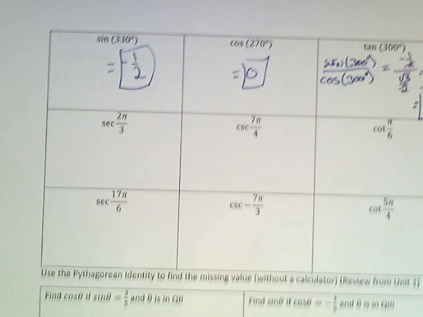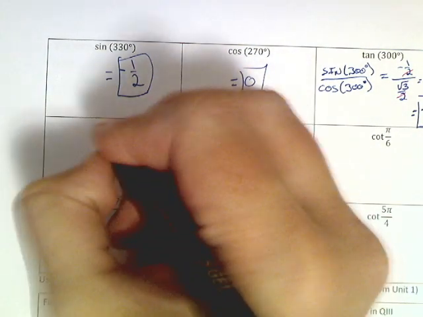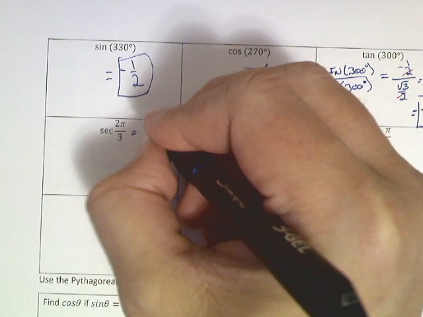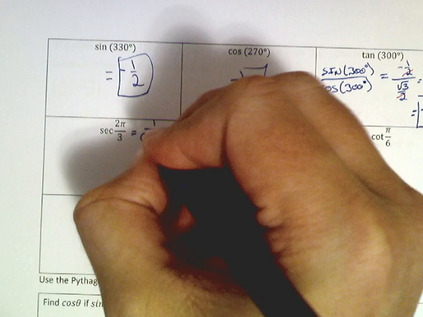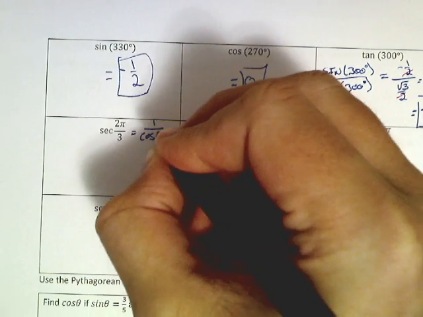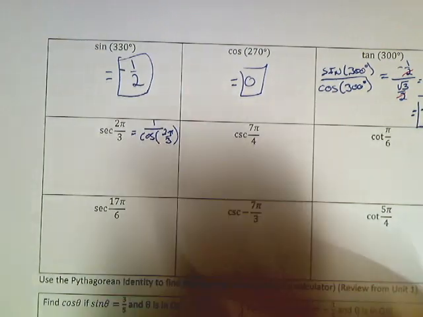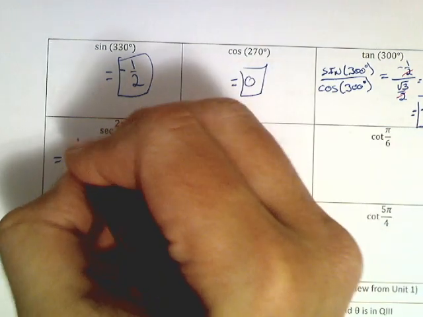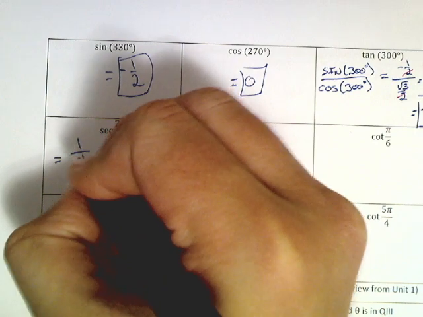Next up is these other trig functions. So we got secant of 2 pi over 3. So secant of 2 pi over 3 is going to equal 1 over cosine of 2 pi over 3, like that. So that's going to be equal to 1 over cosine of 2 pi over 3, which is going to be what? Negative 1/2. So negative 1 over 2.